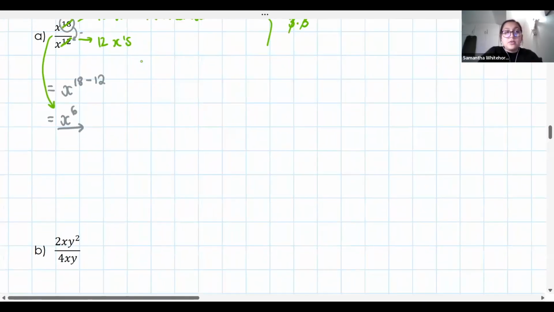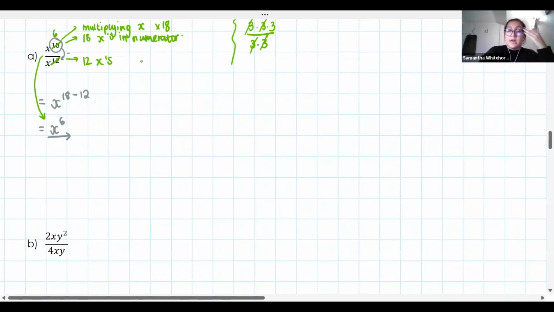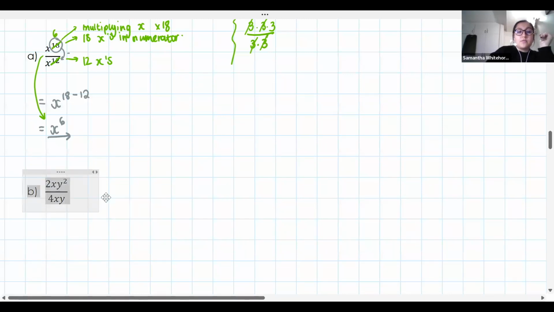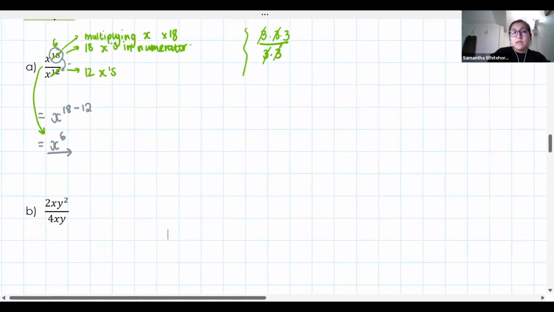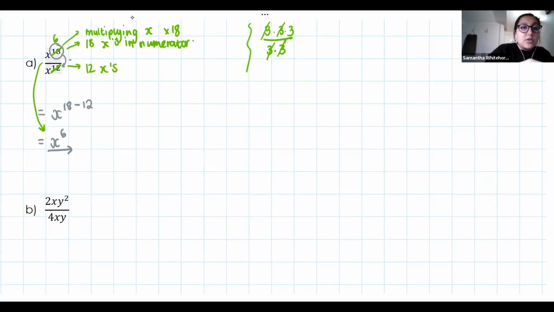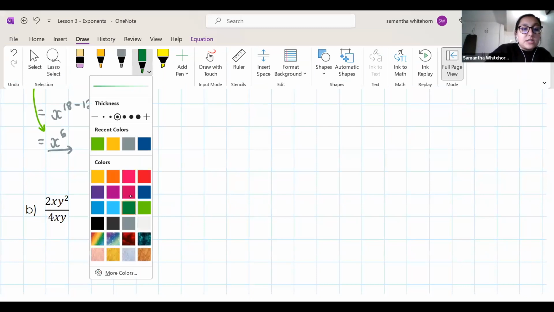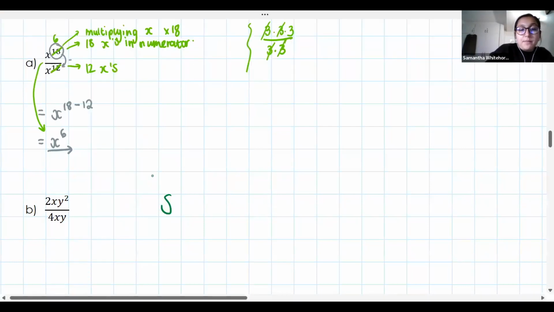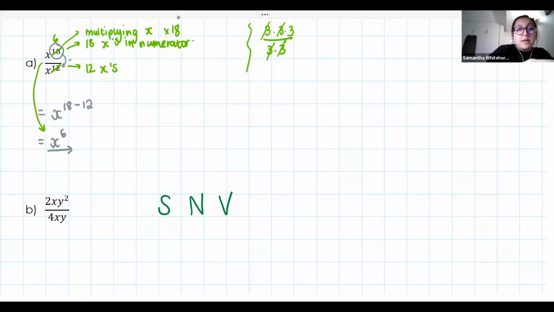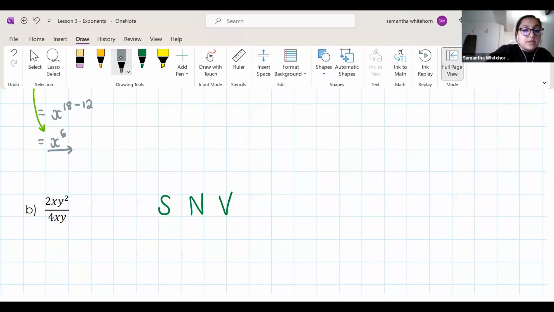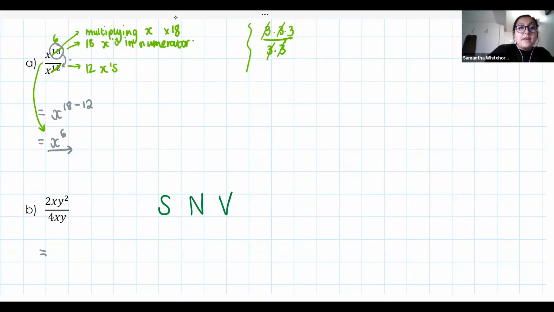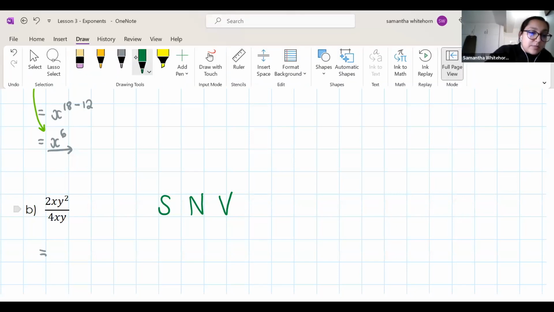Right, so if we have a look at question B, this is now again ramping it up. So again, SNV applies to you dividing or multiplying. SNV applies to both. And so if we are going to apply that to this division situation, we again need to think about our signs, our numbers, and our variables. So in this question here, we've got a positive divided by a positive, which means my answer is going to be positive, so no issues there. Then I need to deal with my numbers. Now, guys, the numbers are the coefficients.